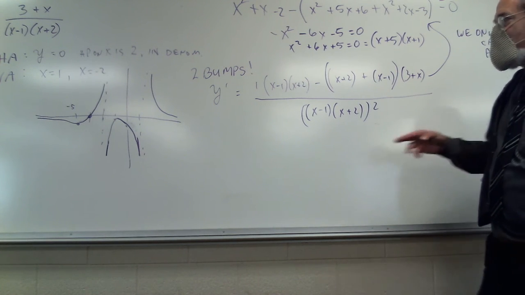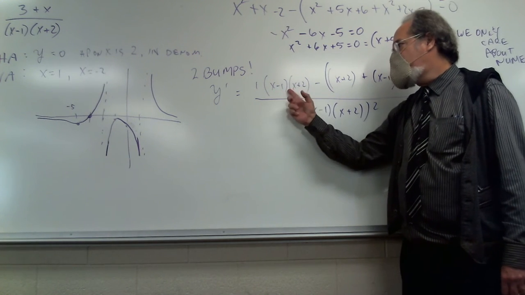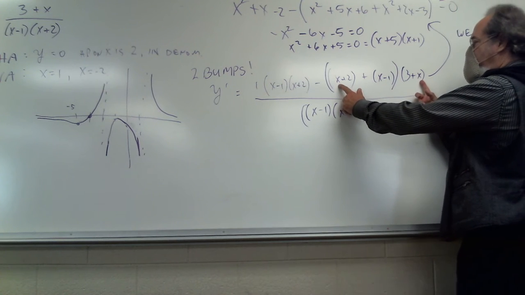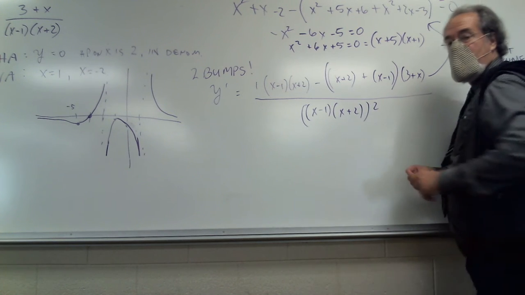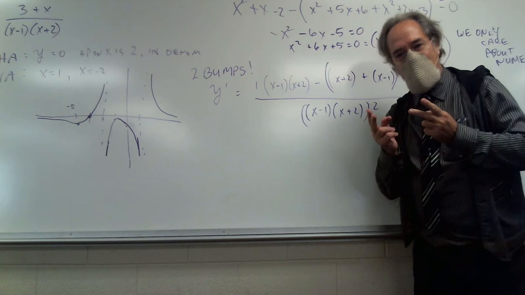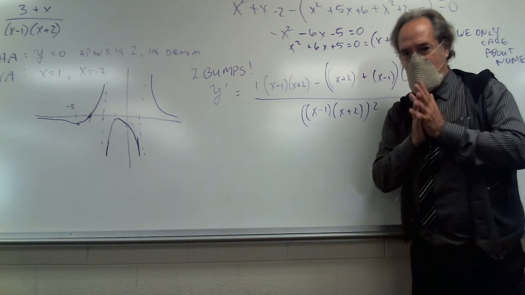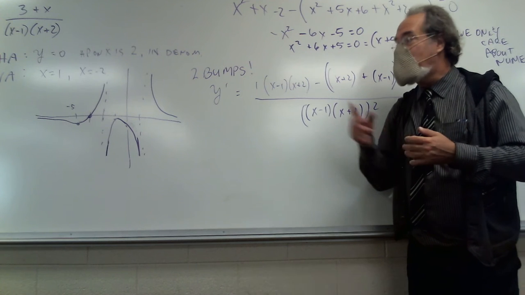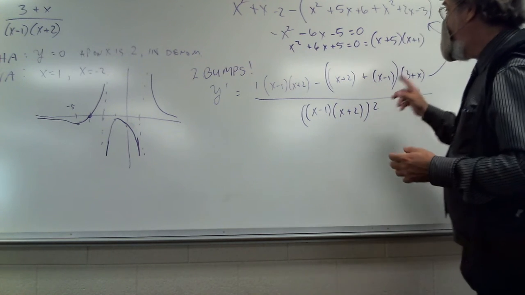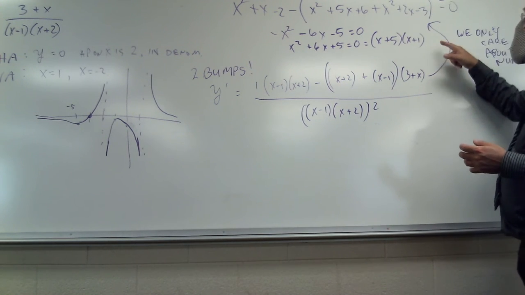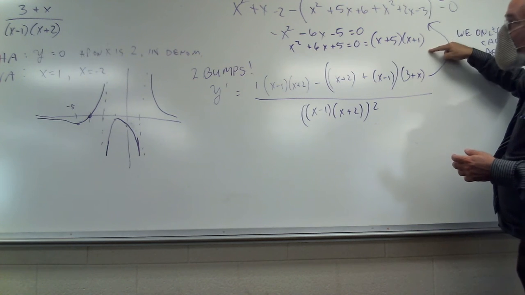But I'm happy because if you look at it, this is going to have x squared, this is going to have x squared, this is going to have x squared. That means that I'm going to get two values for x, which is good because I'm seeking bumps. I'm supposed to get 2. So all we care about is the numerator.